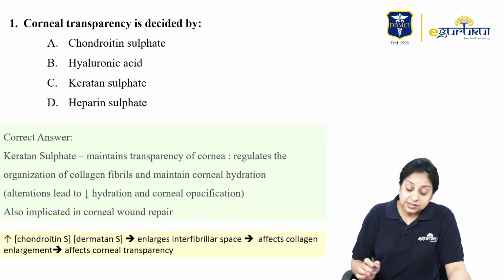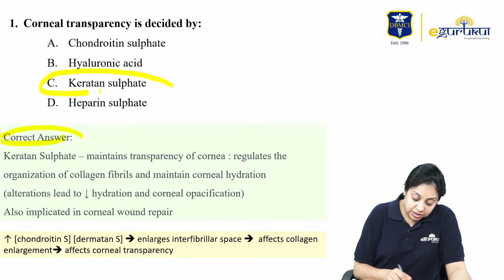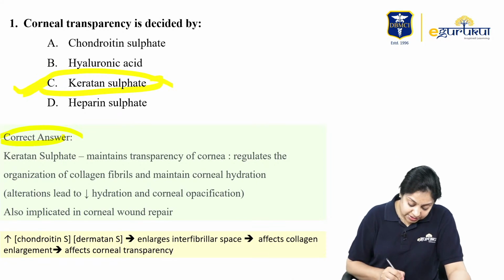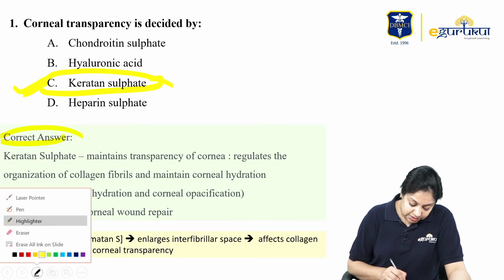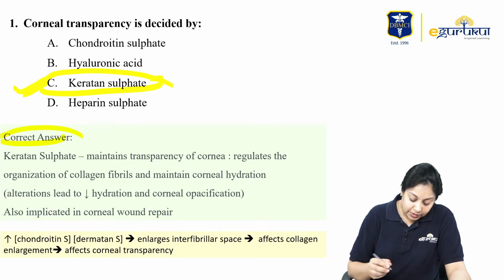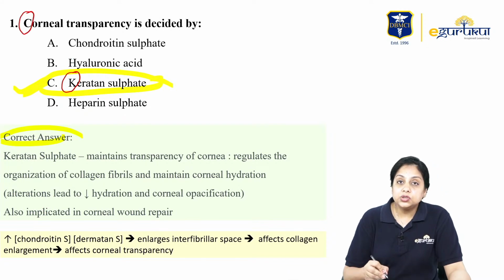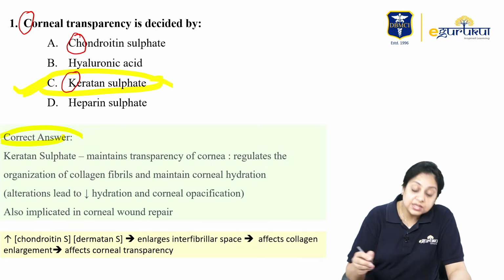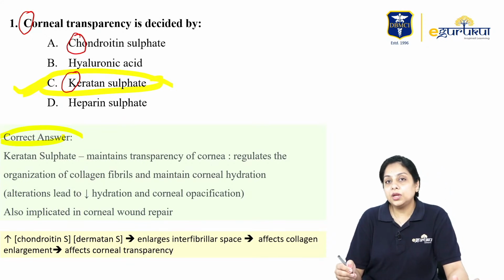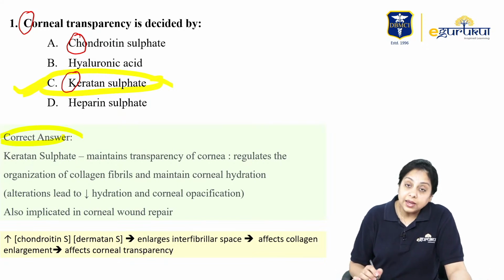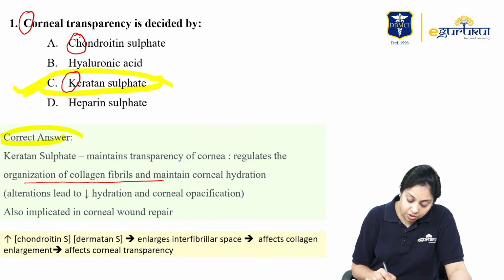Third is keratan sulfate, which is the correct answer for this question. How are you going to remember it? Remember this: K is keratan, K corneal, right? So corneal transparency is related to keratan. You may ask, what about this K? This is co. So we are not picking the co, but K goes with K, that is keratan sulfate, right? It regulates the organization of the collagen fibrils and maintains corneal hydration also.